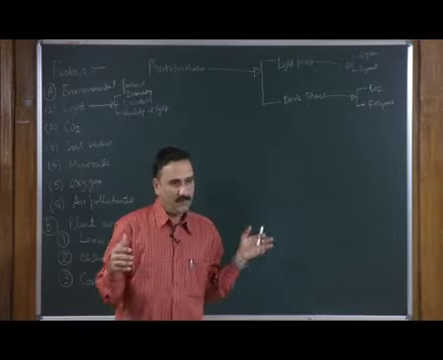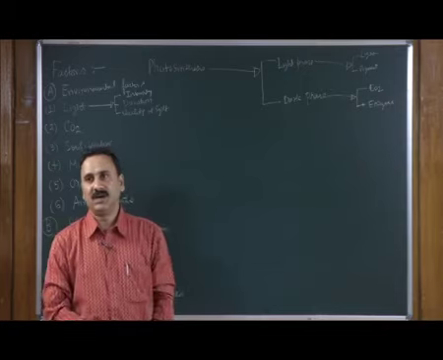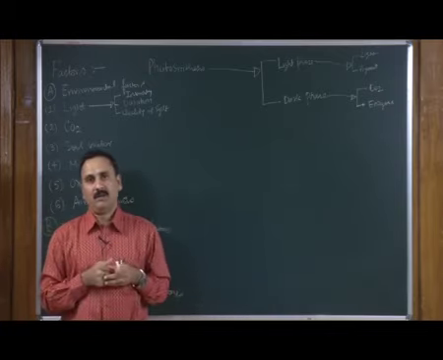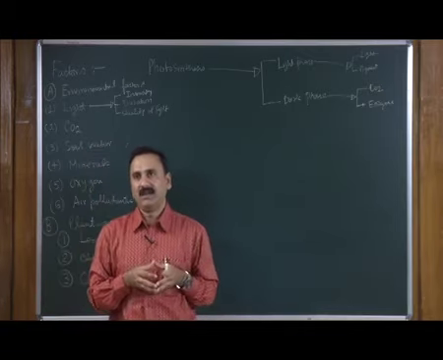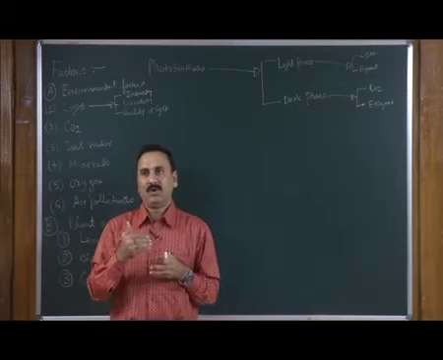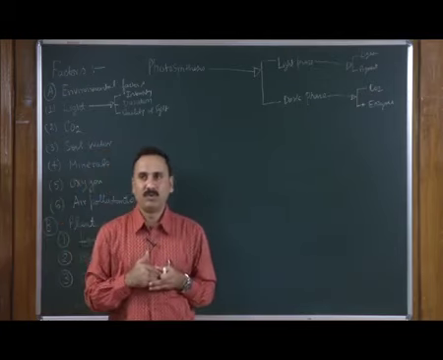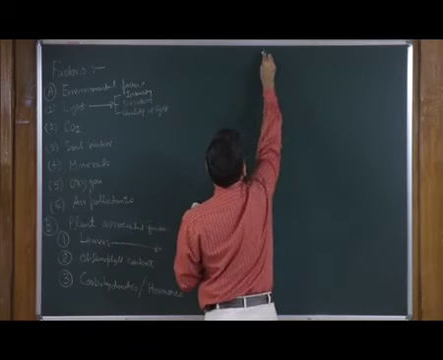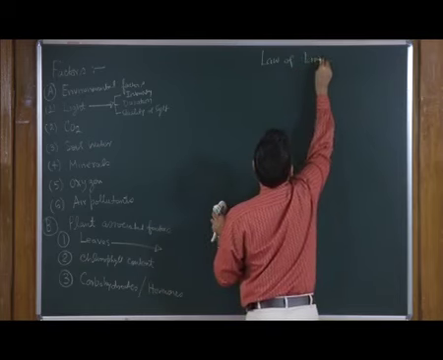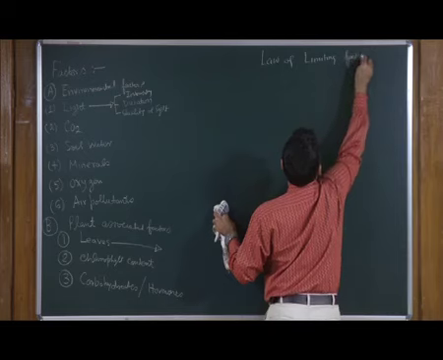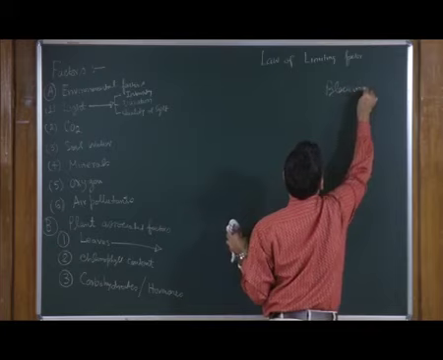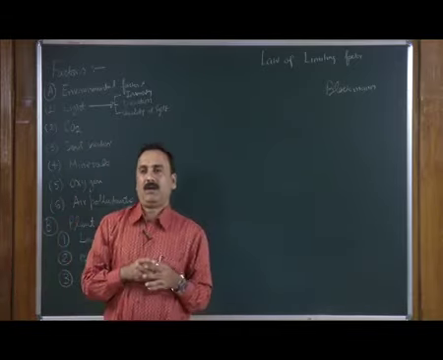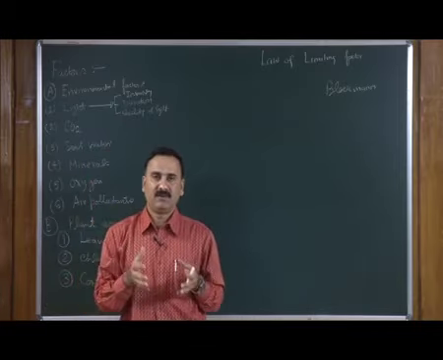So, just now what we were discussing, and what Professor Sachs has proposed, the cardinal points, that is only for one factor. But when we say there is a multifactorial event which is governing a biological process, then things become more and more complicated. And to understand these kinds of processes, Professor Blackman has proposed the law of limiting factors. So, what is the law of limiting factors? The law of limiting factors by Professor Blackman is explaining the processes which are governed by multiple factors.